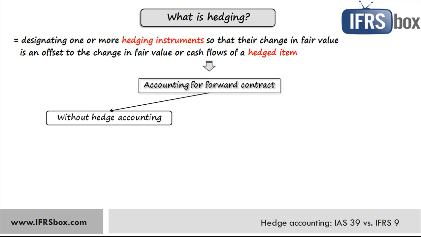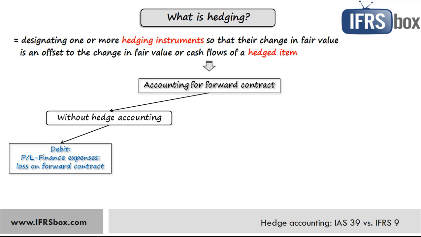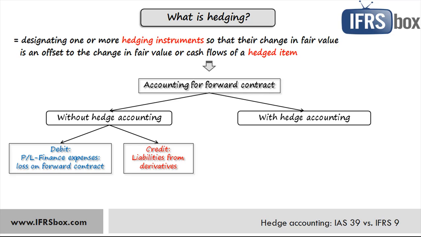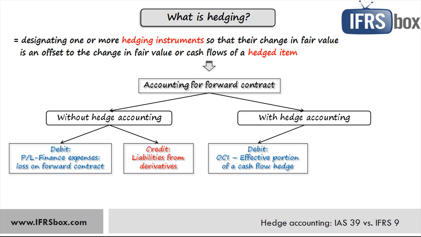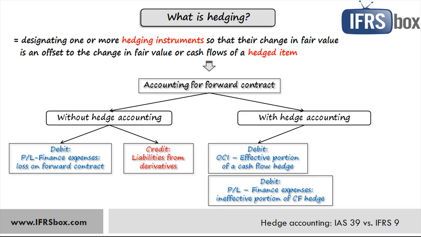When you don't apply hedge accounting, then you would recognize the full loss on your foreign currency forward contract to profit or loss, some finance expenses account, and you would credit your liabilities from derivatives. Of course, when you have a gain on the forward contract, the entry would be to debit receivables from derivatives and credit profit or loss finance revenues. With application of a hedge accounting, you would apply accounting treatment for a cash flow hedge in this case, so you would debit effective portion of your hedge to other comprehensive income and remaining or ineffective portion to profit or loss or finance expenses. The credit side is still the same, liabilities from derivatives.